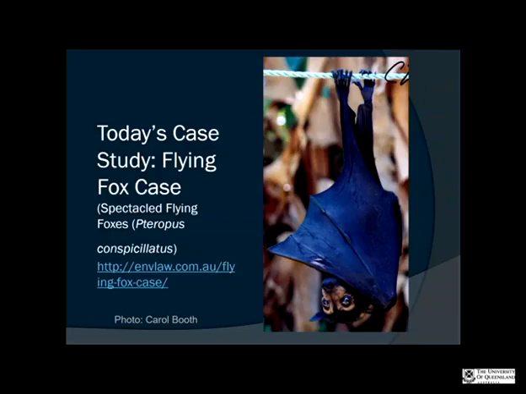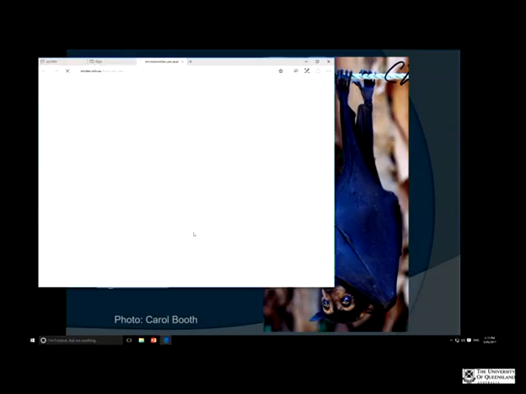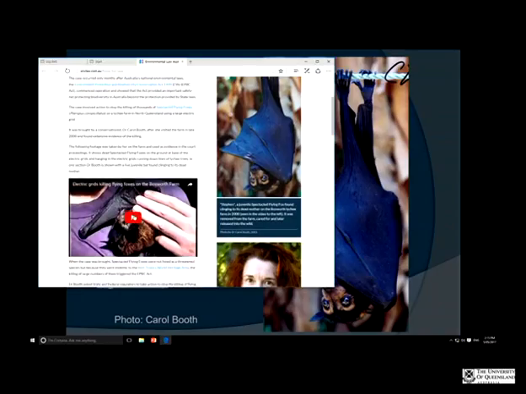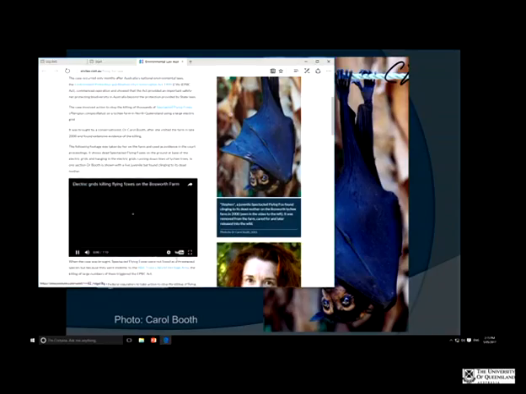So we're going to look at the legislation, and we're going to look at it from the point of view of the flying fox case. So these are the spectacled flying foxes. And I'll just see if I can get the link to work. I'm just going to show you the first sort of 30 seconds of this video.